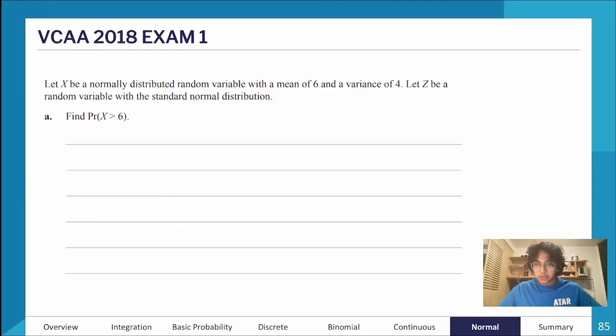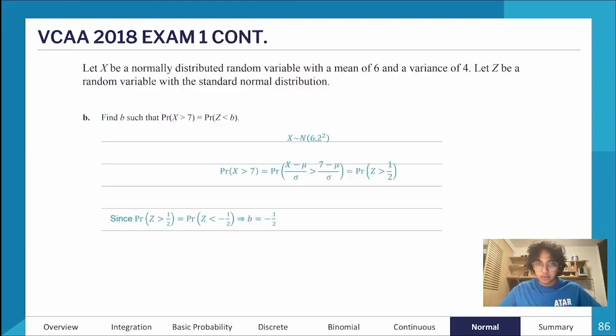Here's a couple of exam questions that I won't go through just for the sake of time, but the solutions are there, and it's always a good idea to go through those.